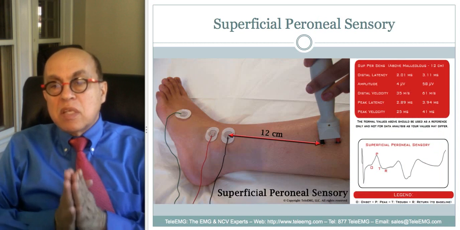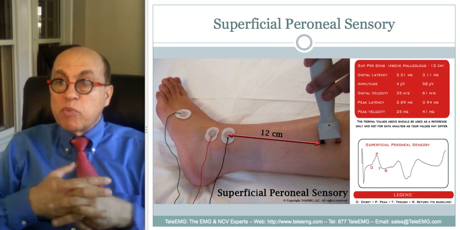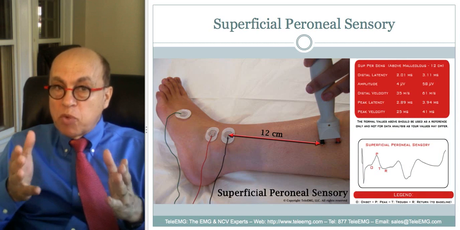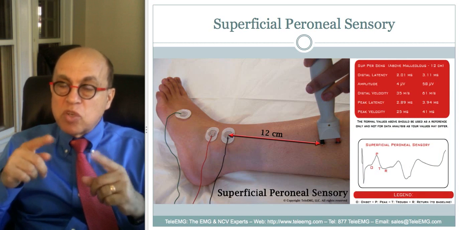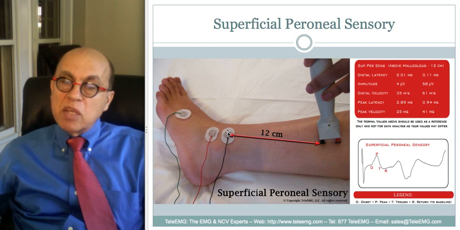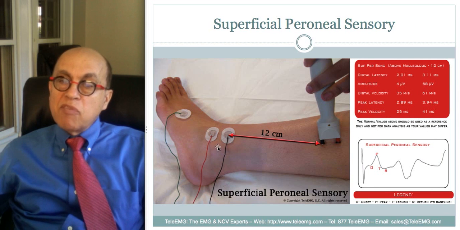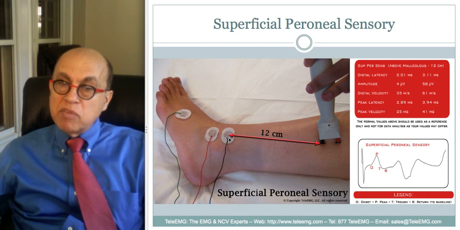Now, let's see real measures of the sensory nerves that we study in the lower extremity. We study the superficial peroneal nerve, which is a branch of the peroneal nerve, but it's a sensory nerve of the peroneal nerve. We stimulate it right above the fibula here, at 12 centimeters from the recording point, from the black electrode, the active electrode, which we put in front of the malleolus. So we put the active electrode right here in front of the malleolus, above the malleolus.